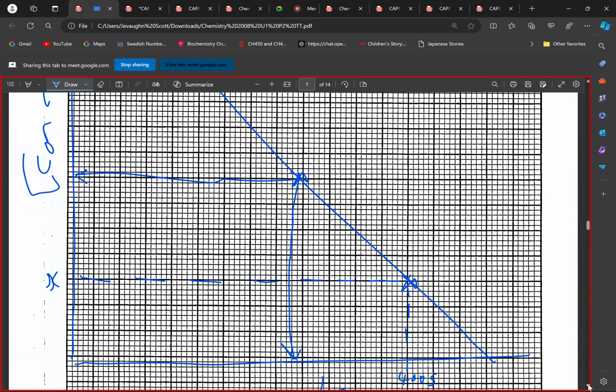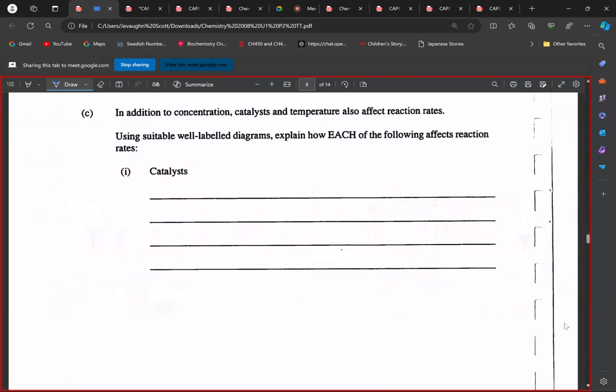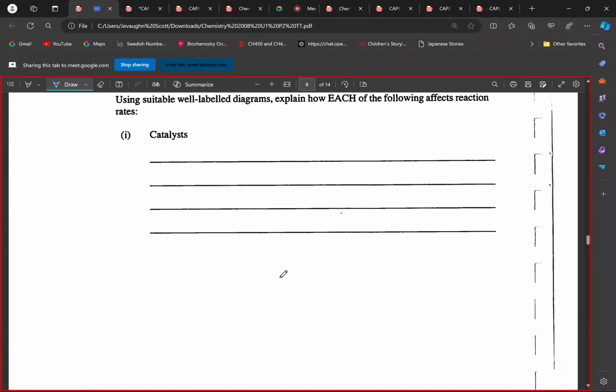So wherever it touches the curve. If 400 touches the curve there, whatever concentration touches the curve here is the concentration at 400 seconds. Okay, thank you. And as it relates to what's happening here now, catalysts.